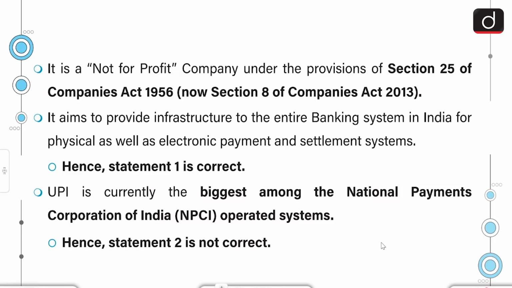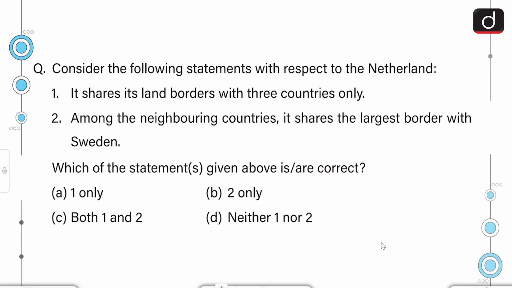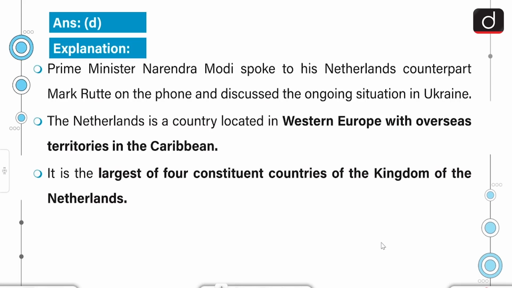UPI is currently the biggest amongst the National Payments Corporation of India operated system. Consider the following statements with respect to the Netherlands. It shares its land borders with 3 countries only. Among the neighboring countries, it shares the largest border with Sweden. We have to select the correct statement. Both of them are not correct. D is the correct answer.